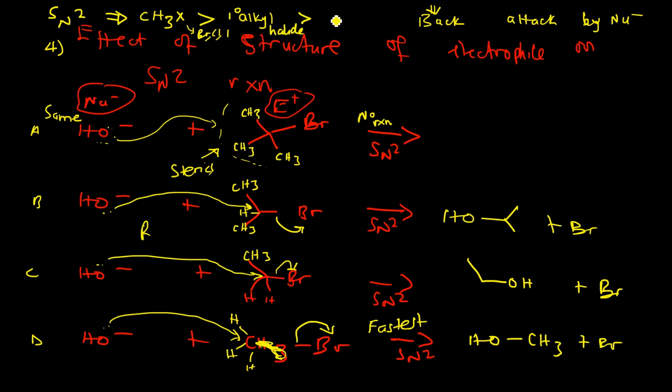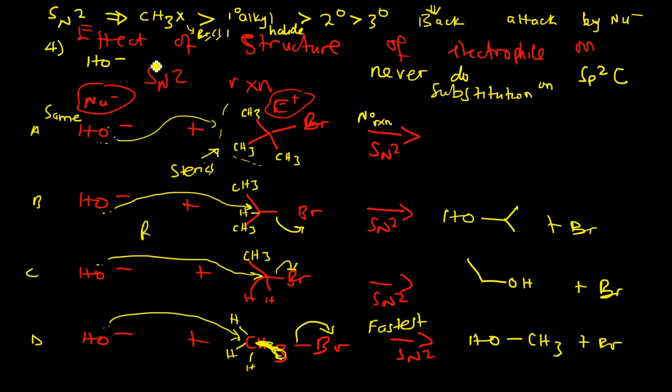Primary alkyl halide will do a fast reaction compared to secondary, and secondary will be faster than tertiary. Never, this is another point, never do substitution on an sp2 carbon. So for example, if I had OH minus plus this, that's an sp2 carbon. The answer is no reaction.